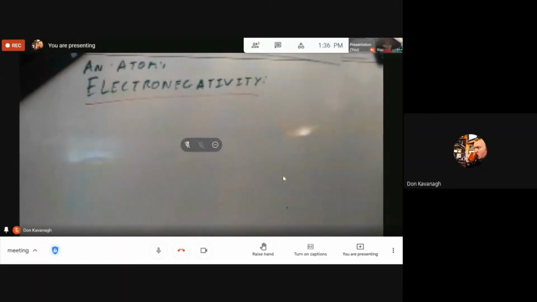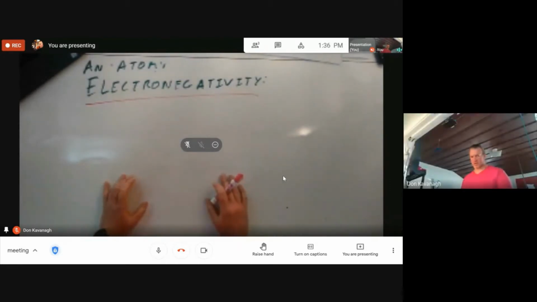An atom's electronegativity. When atoms are in a covalent bond, the electrons are shared, but they're not shared evenly. One atom is going to hog the electrons in the bond, and those electrons are going to spend more time closer to that atom. I'm going to draw some pictures to try to show that.